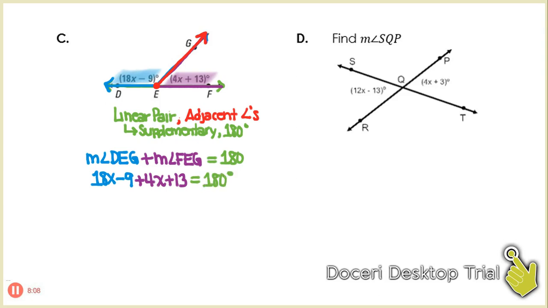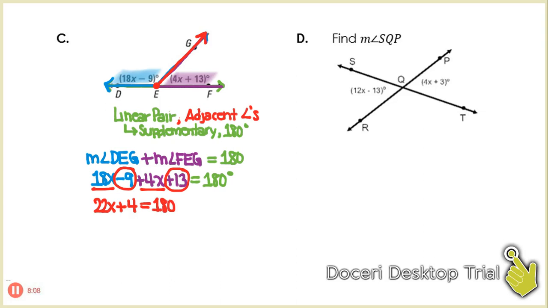Then we're going to look to see if we can simplify on the left-hand side, and we can. 18x plus 4x is 22x. Negative 9 plus 13 is 4. And then we are going to work those order of operations in reverse order using inverse operations.